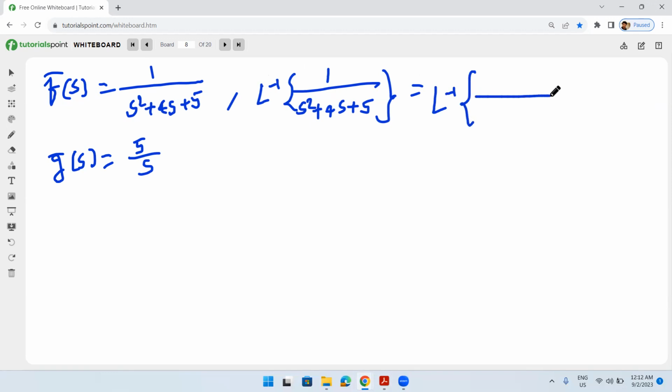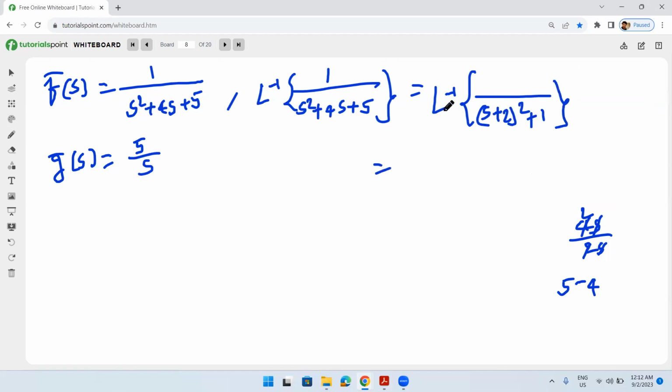L inverse of, first we write the denominator. What's the denominator? 4s divided by 2s, s is cancelled, 2 2's. So we write s plus 2 whole square, s plus 2 whole square. Here 5 minus 2 square, that is 4, that is 1 plus 1. We get like this.